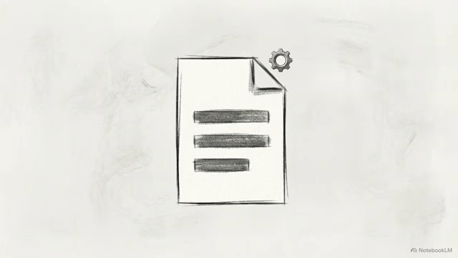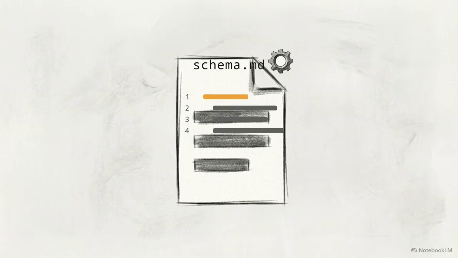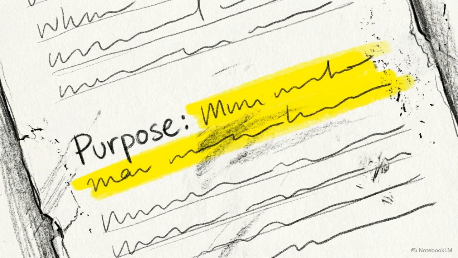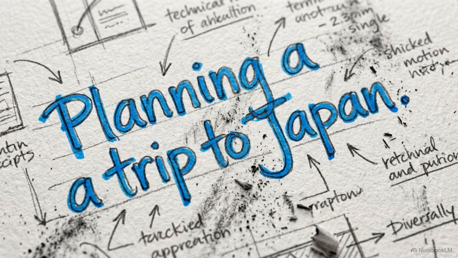Next, we need a schema. This is the rules document that tells the AI how to operate, how to format notes, and how to link concepts. If you're using Claude Code, create a file called claude.md in your root directory. Open that file and locate the purpose line. This is where you define your wiki's topic. For this demo, we'll use planning a trip to Japan.